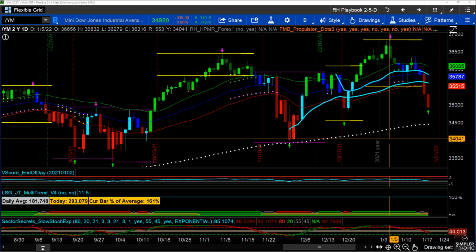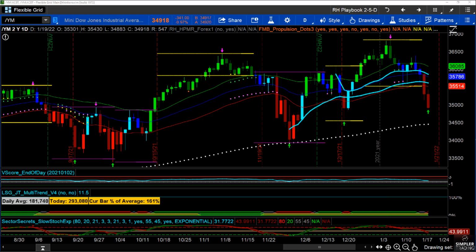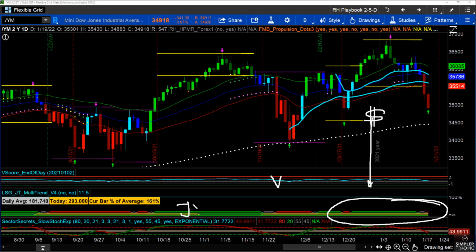What do we do with these, right? And this is really important. First of all, price first, indicator second. Price first, indicator second. I'm going to make a pit stop at the V-score. We know that we're in a neutral environment. This is so important. The JT multi-trend is telling us that the lower row is yellow. Lower row is yellow. That's neutral.